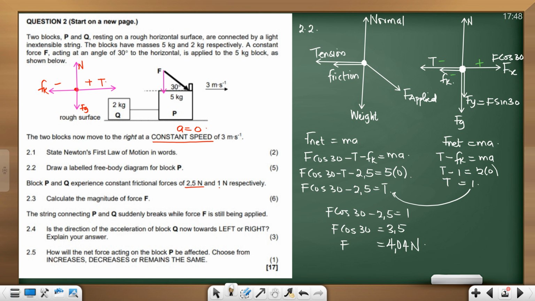No, it's not FS, because the 2 blocks now move at constant speed. Did you see that statement there? The objects now move to the right at constant what? Speed.